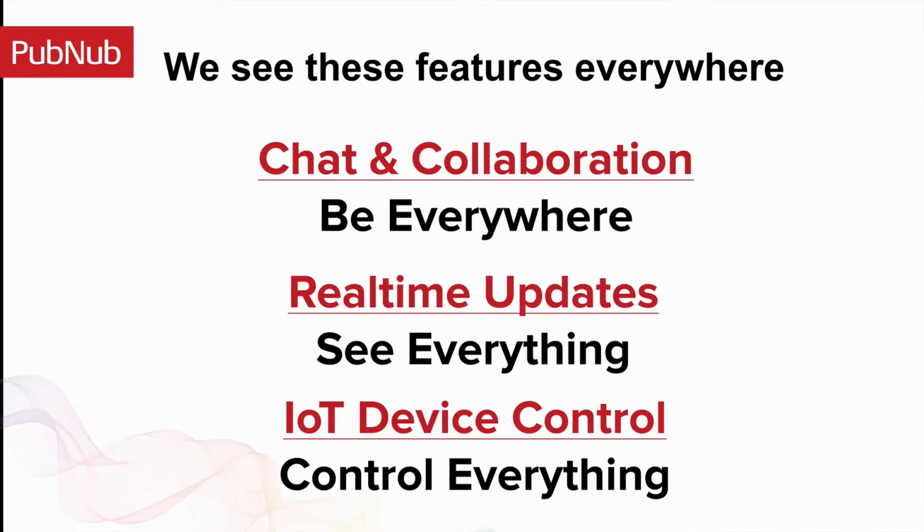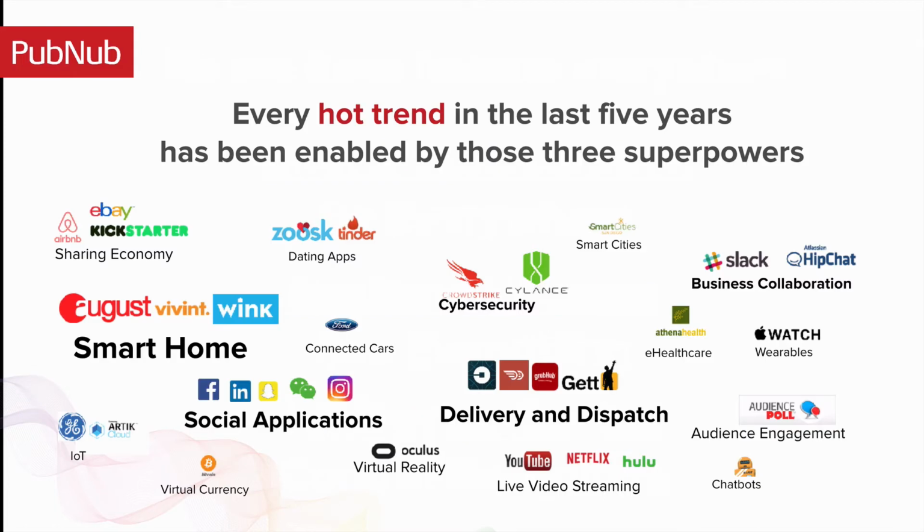Now, every day we talk about these things using different words. In terms of being everywhere, we're really talking about chat and collaboration. See everything is more mundanely called real-time updates, real-time tracking things on a map. Imagine seeing taxis on a map or food delivery on a map. And finally, we talk about IoT device control when we talk about control everything. And yet these superpowers, for lack of a better term, are the things that are driving all of these hot trends, these unicorn companies we've seen over the last 5 to 7 years.